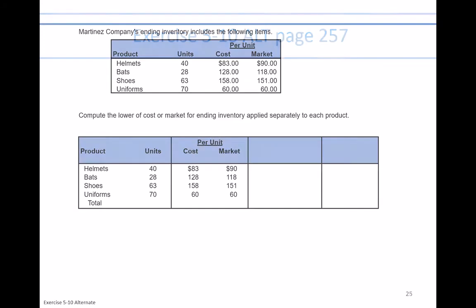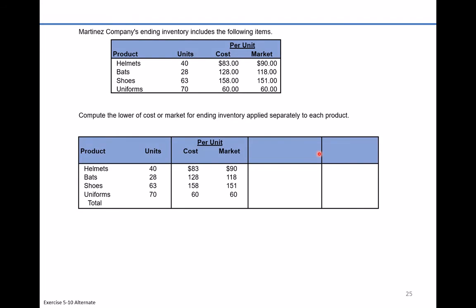Today we're taking a look at an alternate version of exercise 5-10 on page 257 of the textbook from chapter 5, reporting and analyzing inventories. This is a problem looking at the lower of cost or market value. So the problem says that Martinez Company's ending inventories included the following items.